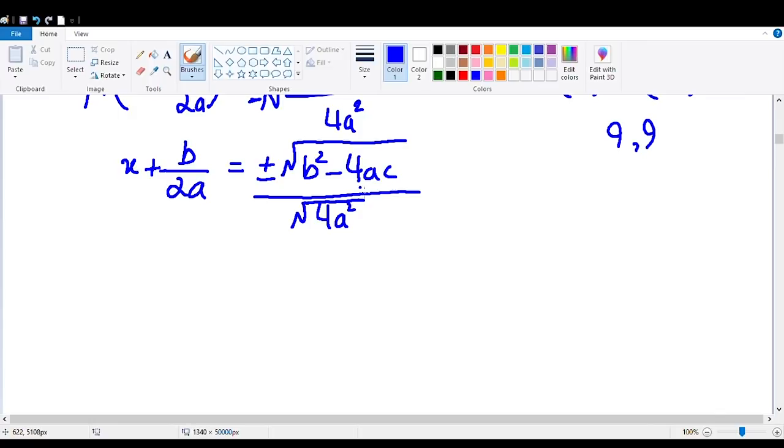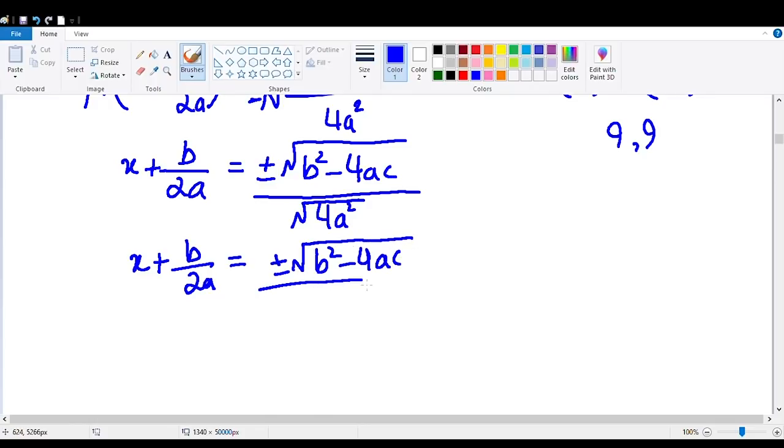So yeah, actually, let's just write this again. So x plus b over 2a equals plus minus the square root of b squared minus 4ac, because this really can be solved without the values especially. So yeah, now when you take the square root, 4 is the square of 2, so 2, and a squared is the square of a, so 2a.